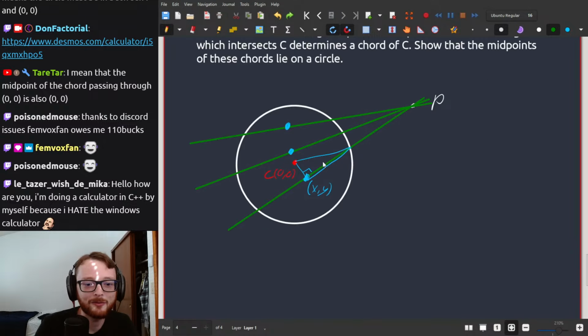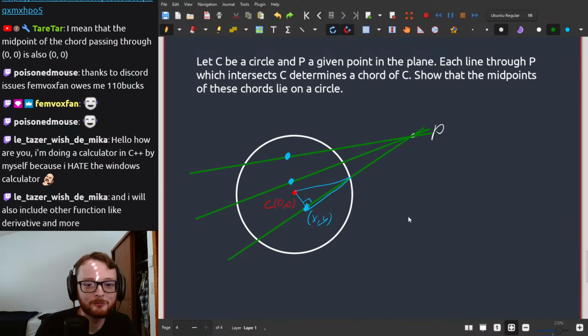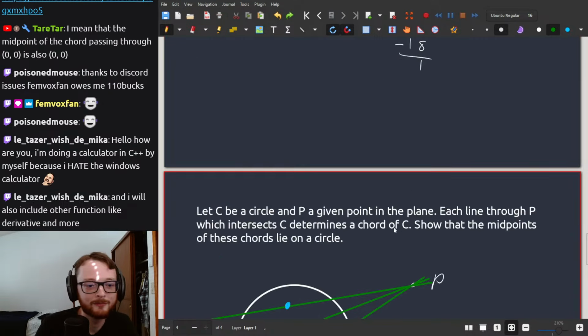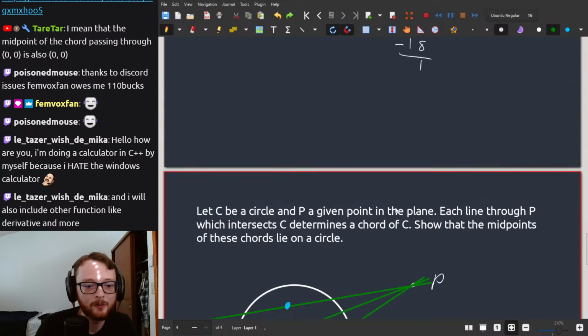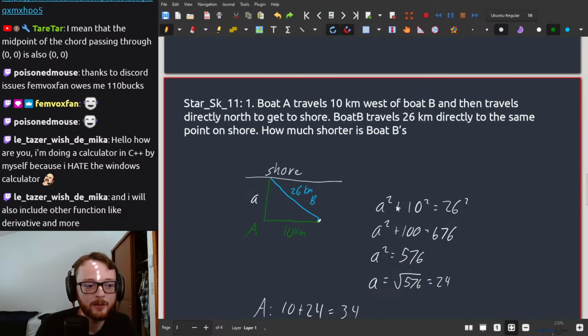Yeah, so the circle thing's definitely an interesting problem. I'm still not sure where to take it, but feel free to let me know if anyone has another idea, or if I'm not live and you have an idea, post it in the Discord.